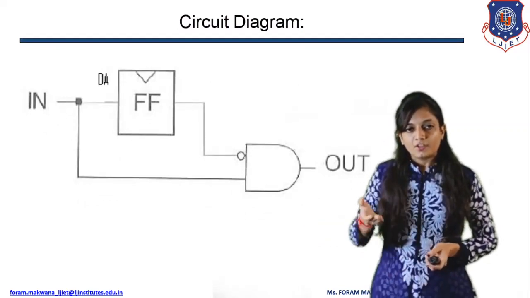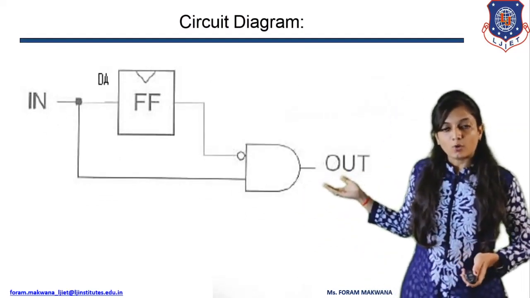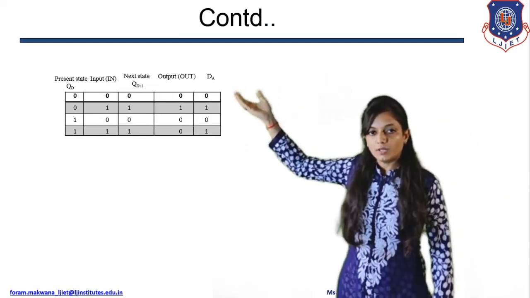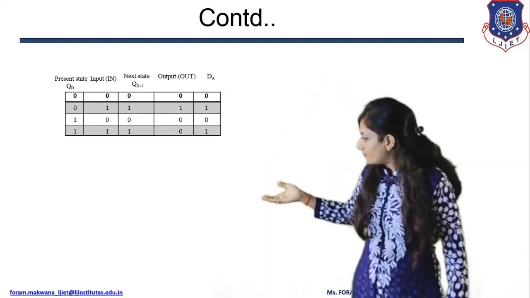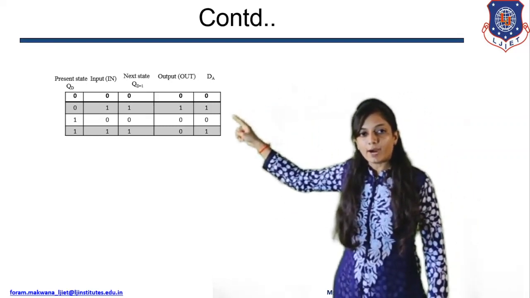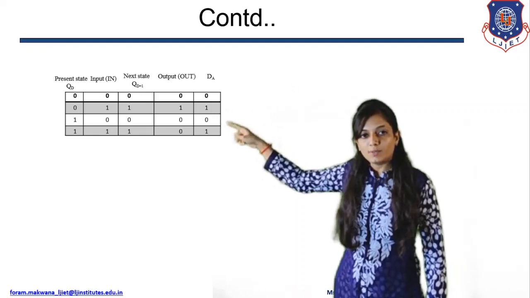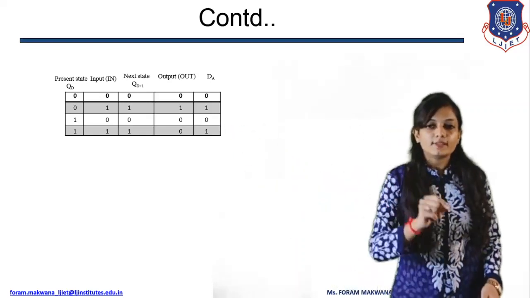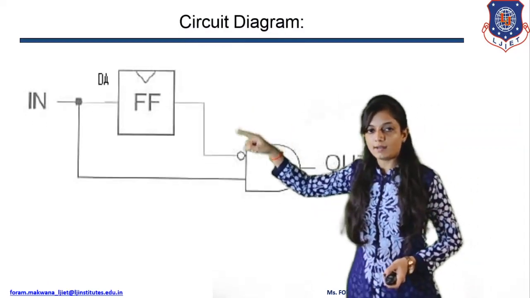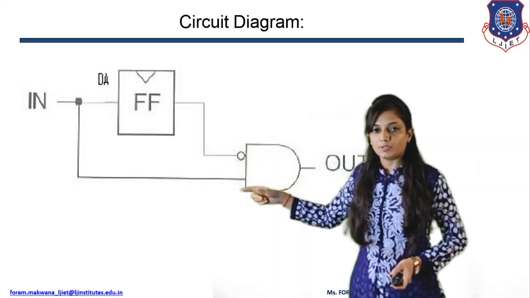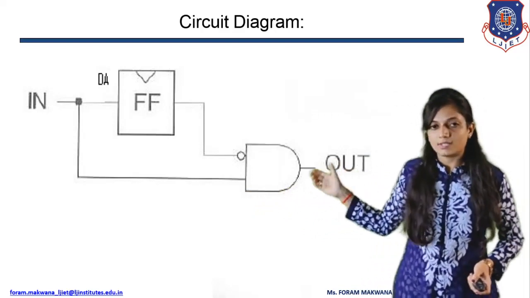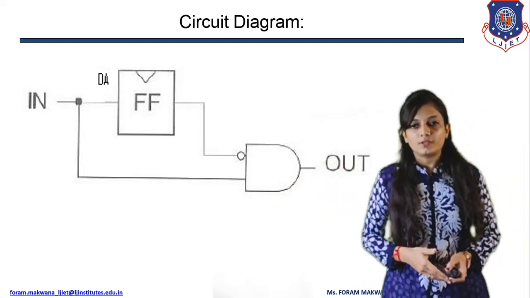Now for the circuit diagram, we are going to write the output. For this output, how to draw the circuit diagram? We need to see the output column. At only one position is there a 1. What is it? QD bar, that is 0, 1. So QD bar into input. Here into represents the AND gate. So QD bar, with a bubble, and input are going to be ANDed together, and this is my corresponding output. This is the design of the positive transition detector.